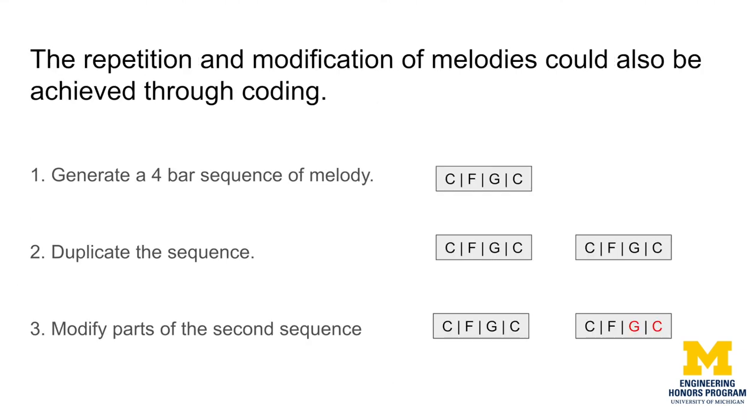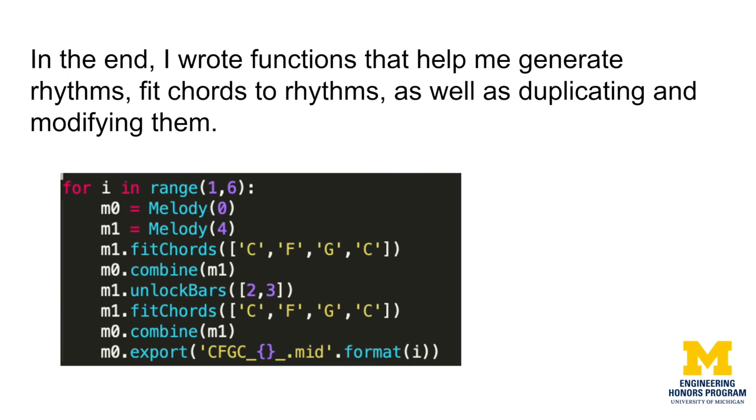Repetition can also be achieved through hard coding. All I have to do is to generate a 4-bar sequence, duplicate that sequence, and then refit parts of the sequence with the original chords. That way, the second sequence will sound quite similar while not being completely identical to the first one. I wrote functions that help me generate rhythms, fit chords to these rhythms, as well as duplicating and modifying them.